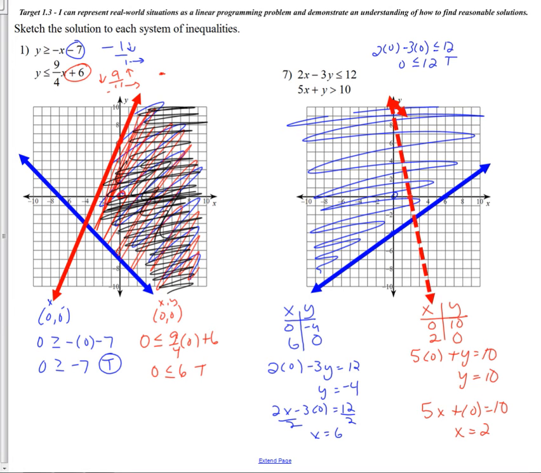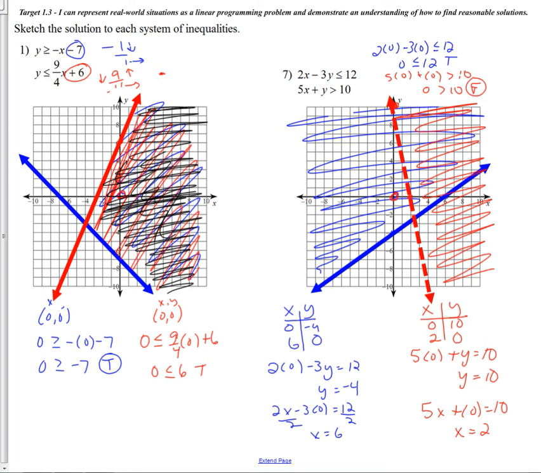Ooh, I drew a couple lines up there. Sorry about that. I'll get rid of that one. Okay, and then we'll figure out where to shade. I'm going to plug 0, 0 in again. 5 times 0 plus 0 is greater than 10. I get 0 is greater than 10. That is false. So false means that the 0, 0 doesn't work. Everything on the other side does.